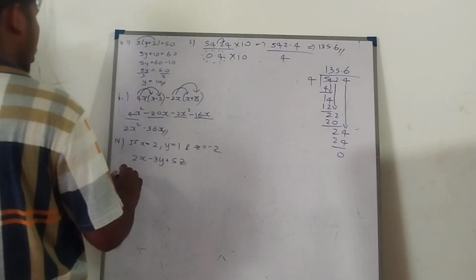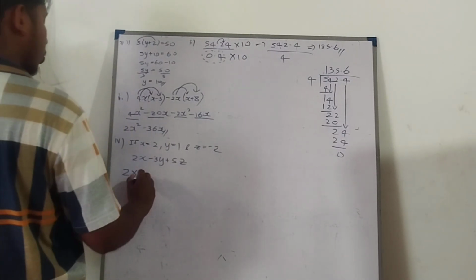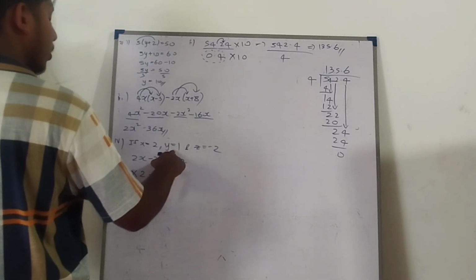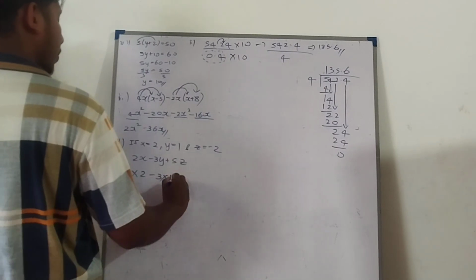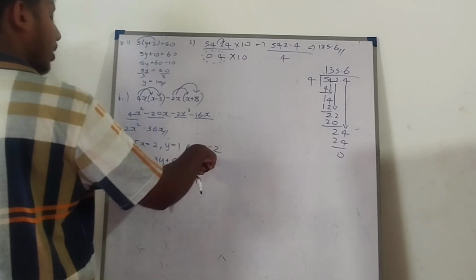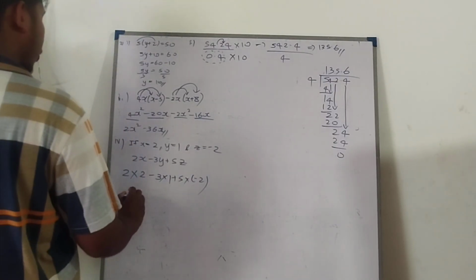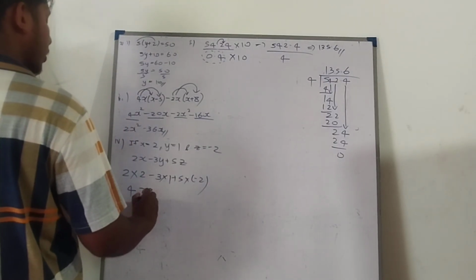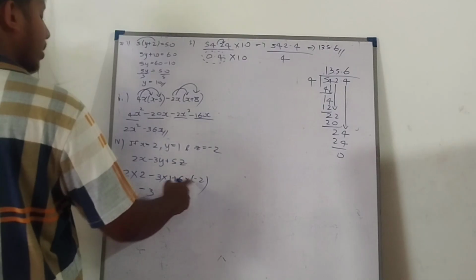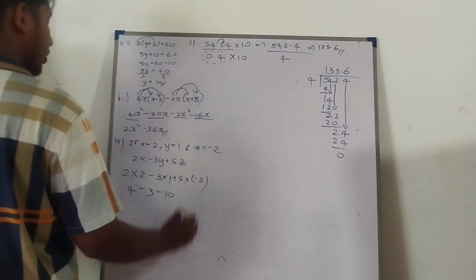Very easy question. 2 times, instead of x you are going to put 2, minus 3 is there, instead of y you are going to put 1, and plus 5 is there, 5 multiplied by z, which is minus 2. So 2 times 2 is 4, minus 3 times 1 is minus 3, 5 times minus 2, plus and minus becomes minus, the answer is minus 10.